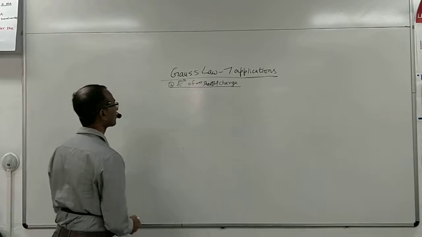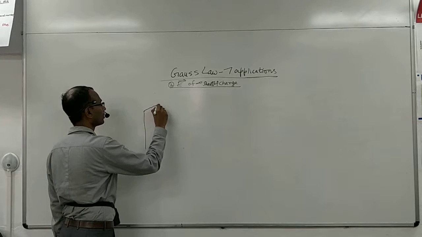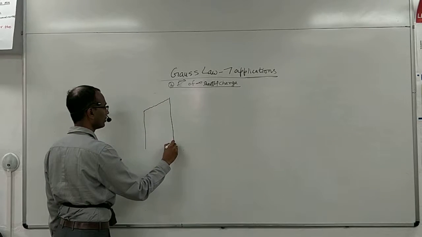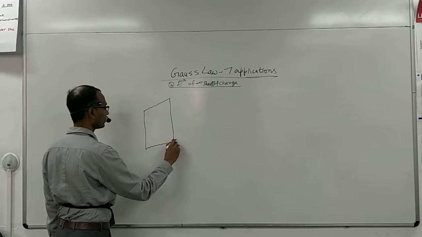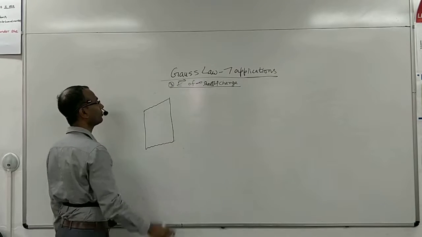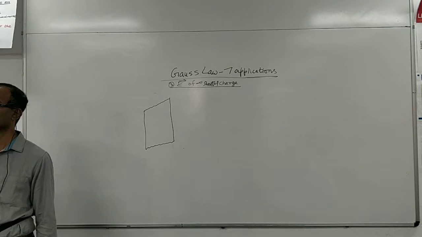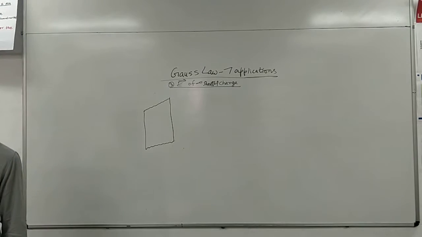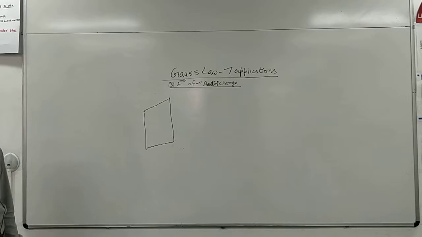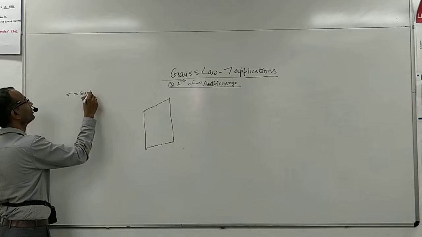Okay. So now what we do is we take a different case. What is an infinite sheet? Electric field due to infinite sheet of charge. For a line of charge, we had a charge density which was linear charge density, charge per unit length. So for this it will be surface charge density. Sigma is surface charge density.